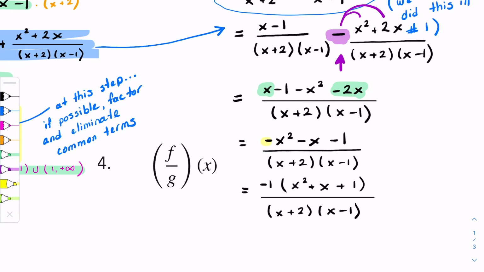Now we have to think, are there any two terms that multiply to 1 but also add to 1? There are no two terms that would fit that criteria, so we are going to say this is our final answer.